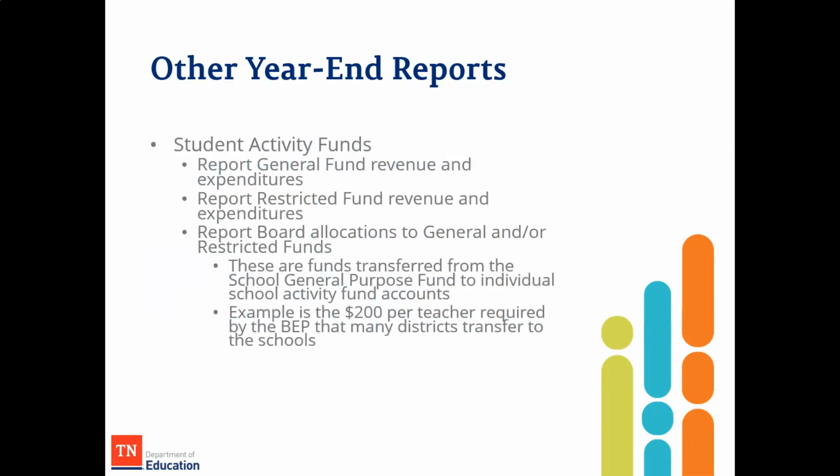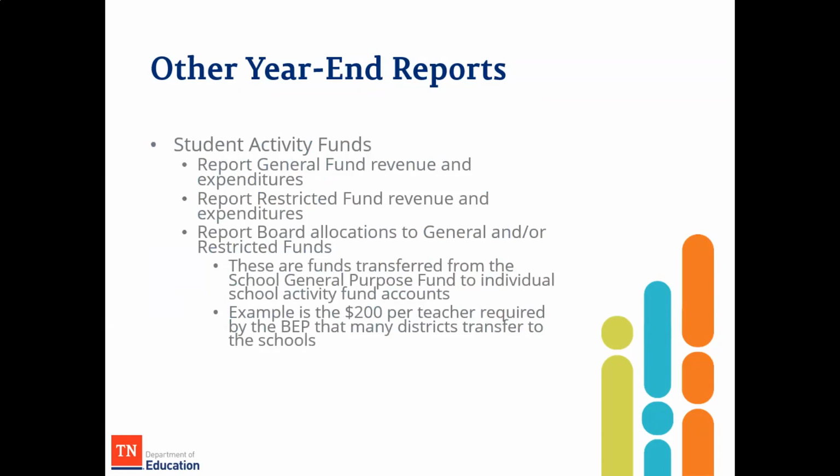The next other year-end report is student activity funds. This is one that seems to be confusing a lot, so I hope this helps. You're going to report your general fund revenue and expenditures, and you're going to report your restricted fund revenue and expenditures. You're going to report your board allocations to general and or restricted funds.